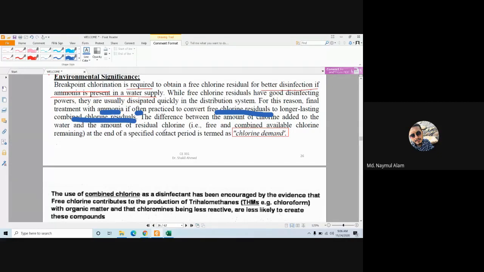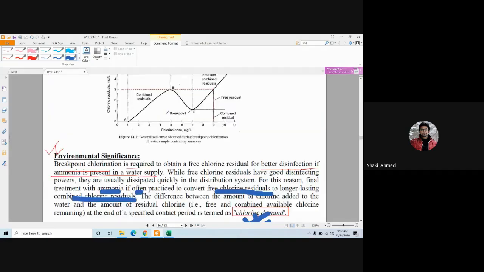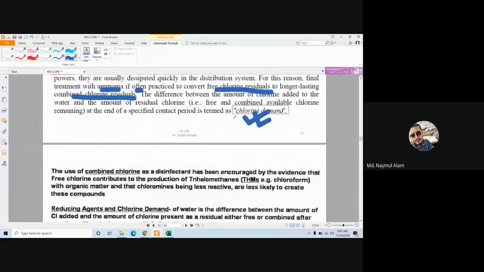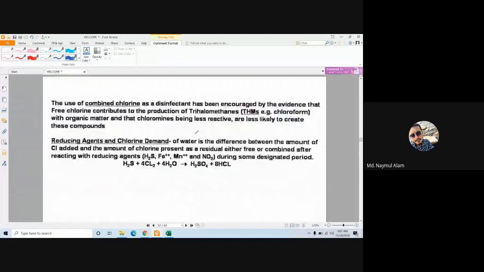The difference between the amount of chlorine added to the water and the amount of chlorine residual available at the end of a specified contact period is termed chlorine demand. I already told you that at this point, for example, the chlorine demand is 5 minus 3. At this point, the chlorine demand is 7 minus 1. Am I right? Is it clear, guys? So remember what chlorine demand is. Understand this very well.